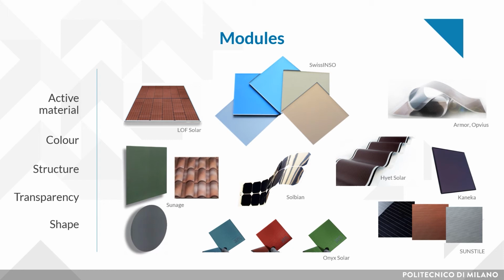Another aspect that we note looking at the current market is the wide variability of transparency level of the module. This can be done in several ways: by distancing the active PV cells, cutting strips of cells, laser scribing thin film material, using thin absorber layers that do not fully absorb all the light. There are also luminescent solar concentrators that guarantee full transparency.